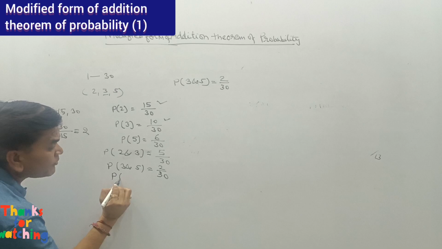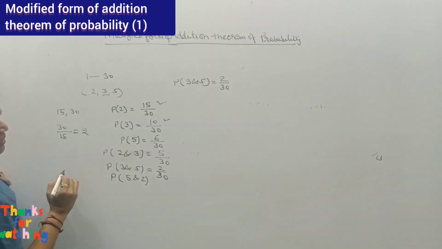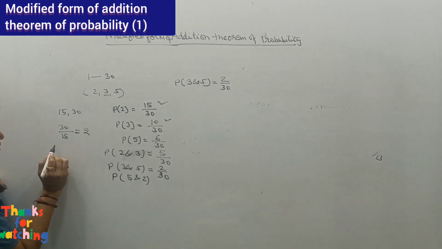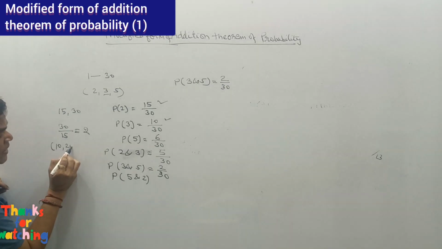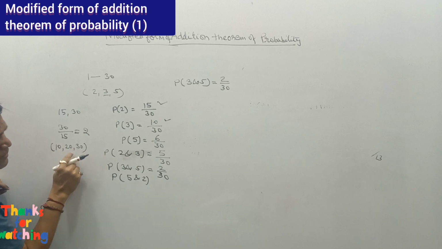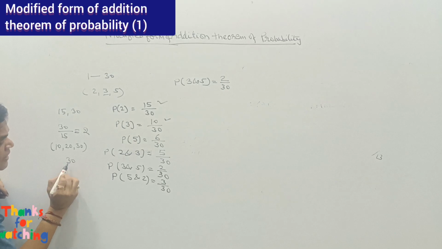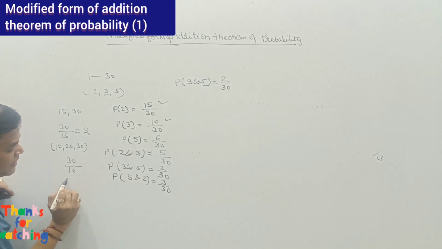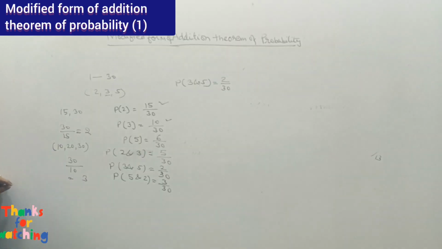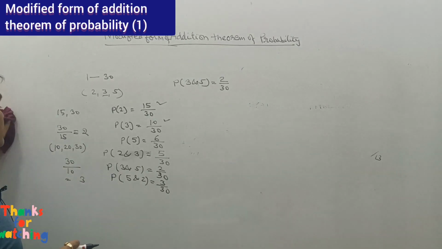Now divisible with 5 and 2: 10, 20, 30. All these numbers are divisible with 2 and also with 5. So that is 3 upon 30. How do we calculate it? 30 divided by 10, that is 3. Okay, now come to the point.